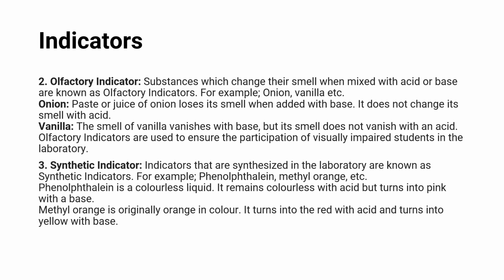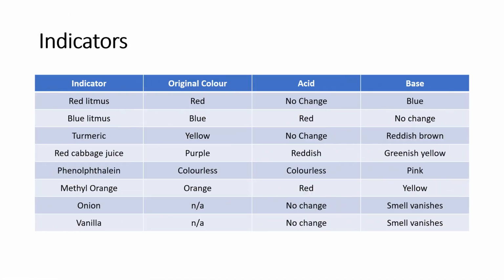Methyl orange is originally orange in color. It turns into red with acid and turns into yellow with base. These are a few indicators where we can see the indicator name, original color, and color with acid as well as base.